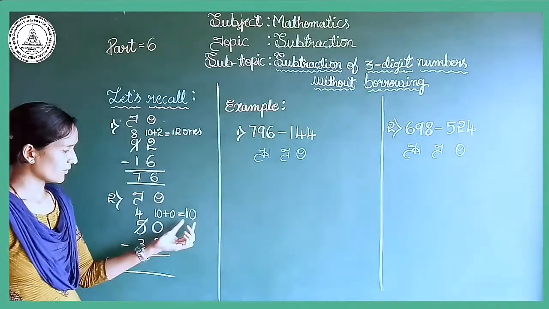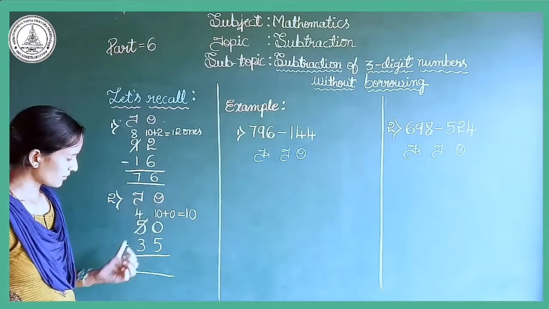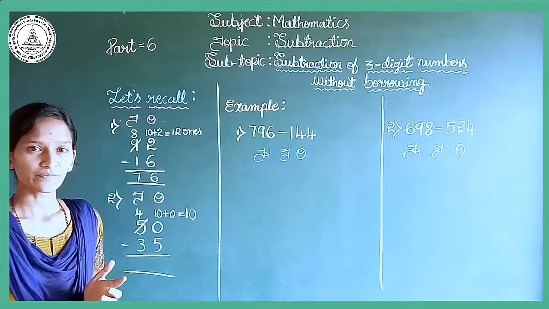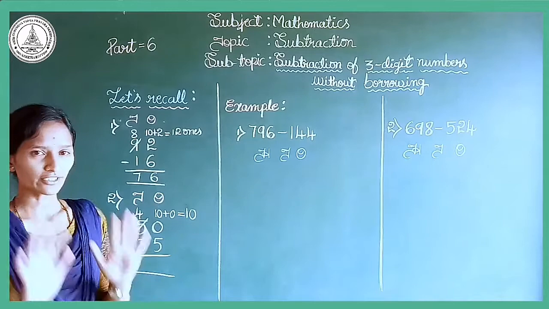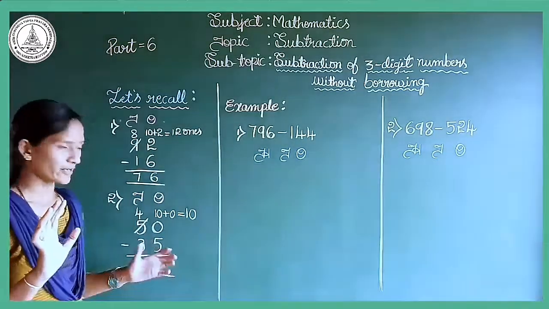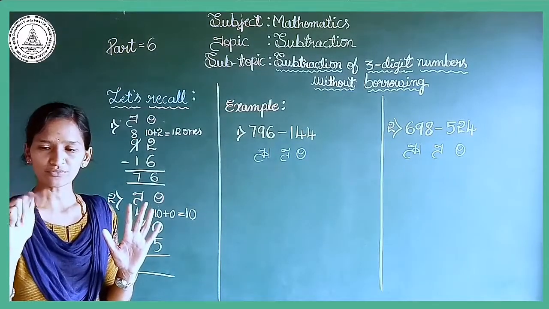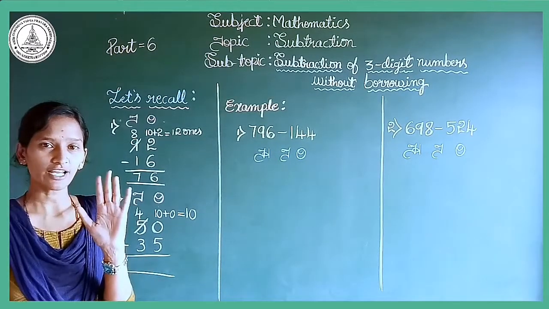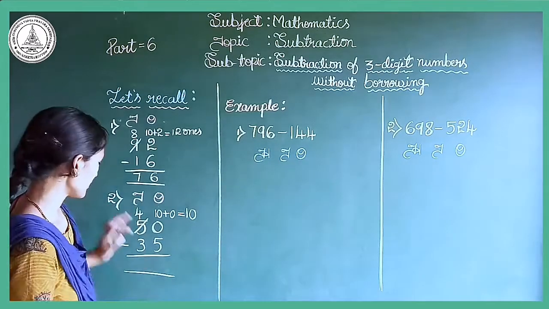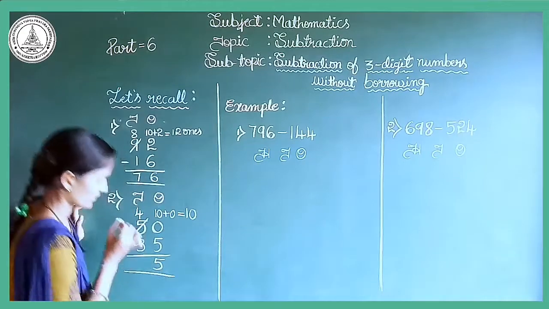Right? So now 10 ones minus 5 ones. 10 minus 5. See here, I have 10 fingers. From that you have to subtract 5. See here, 1, 2, 3, 4, 5. How many fingers are left? 1, 2, 3, 4, 5. So write down 5 here.